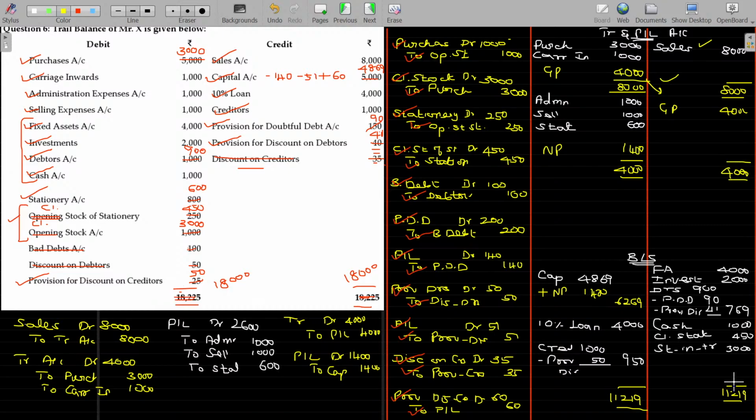Now, the question is, if the provision for discount and returns is given in the credit side of the trial balance, what do you have to do? Only that one.